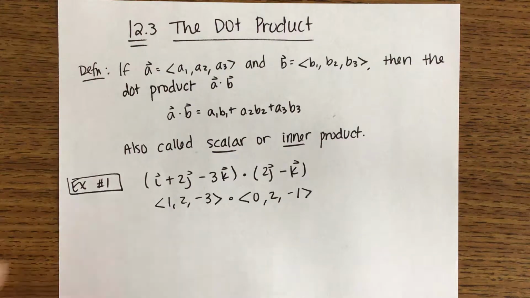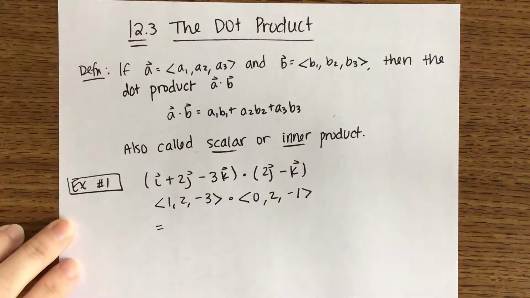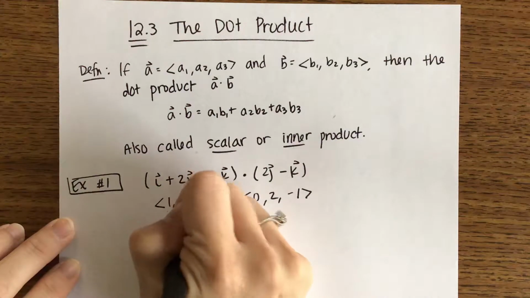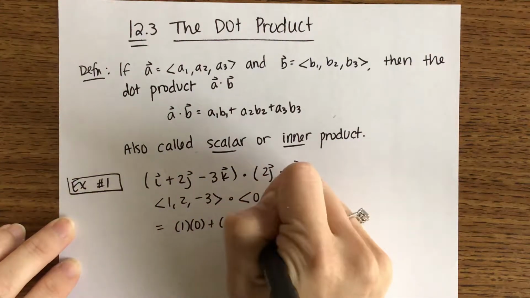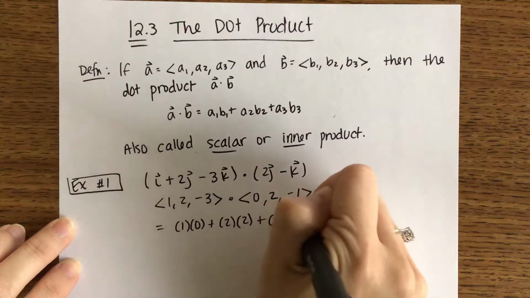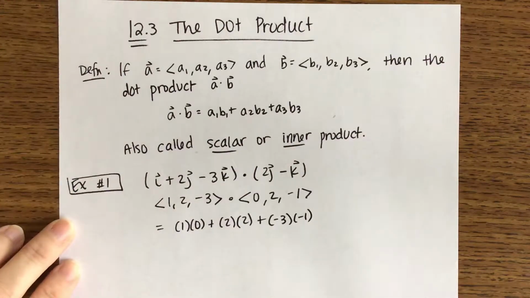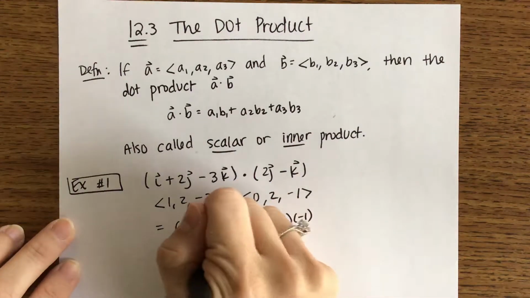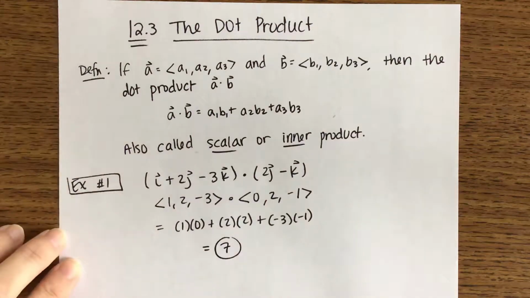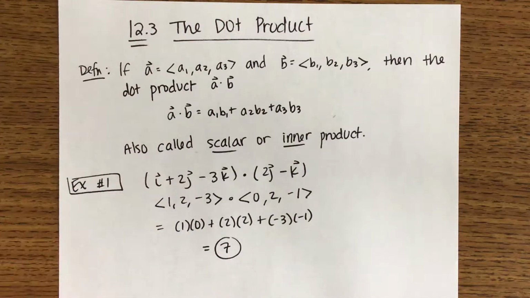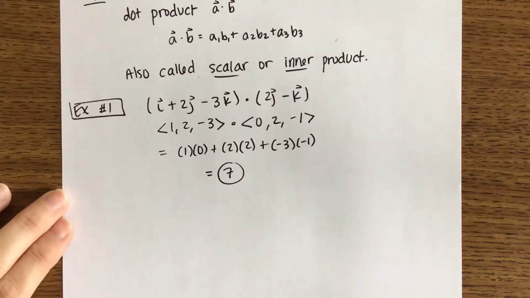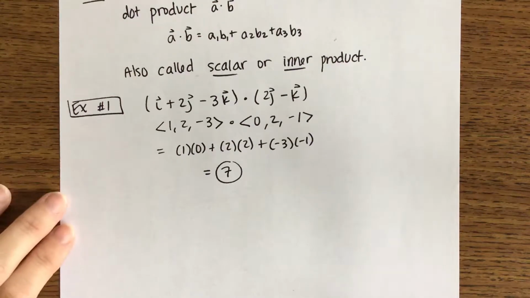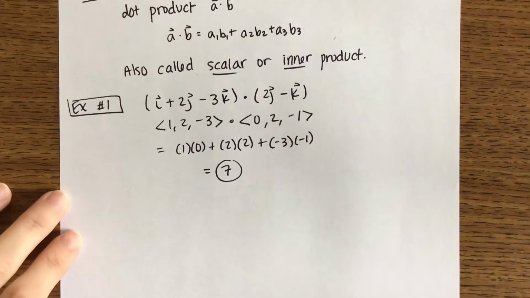So like we said, you're going to multiply likewise components and then add them together. So I'm going to multiply 1 and 0, 2 and 2, and negative 3 and negative 1. So we end up with 4, add 3, so we have a dot product of 7. Make sense? Not too bad?